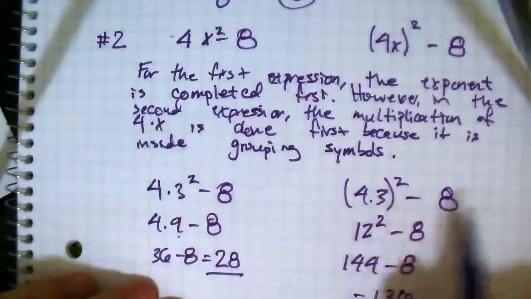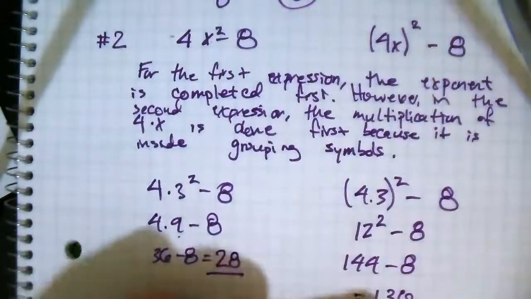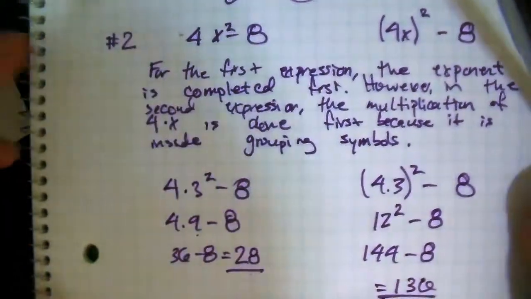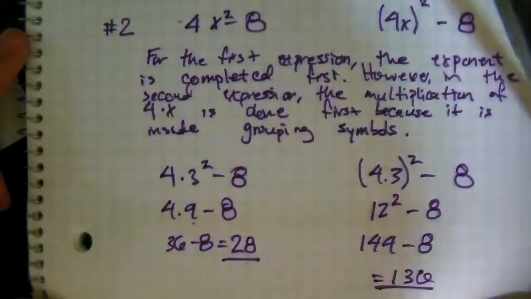So just that little grouping symbol, just the parentheses, changed the answer from 28 to 136. So you can see that. That's why it's so important we follow the order of operations when we're looking at these expressions.